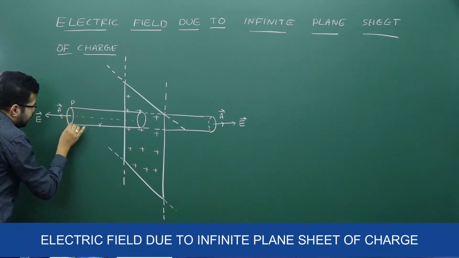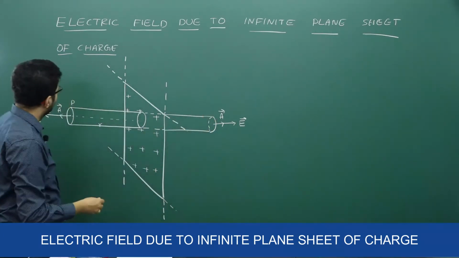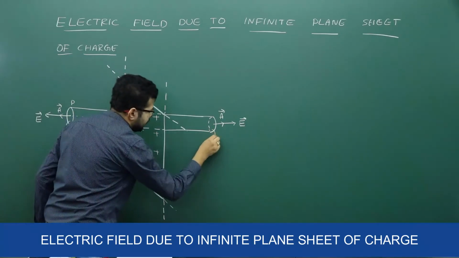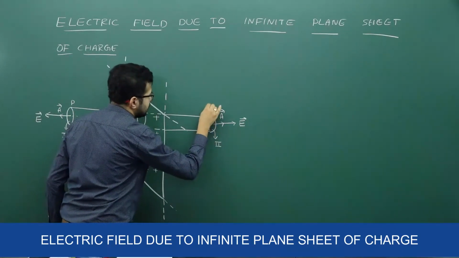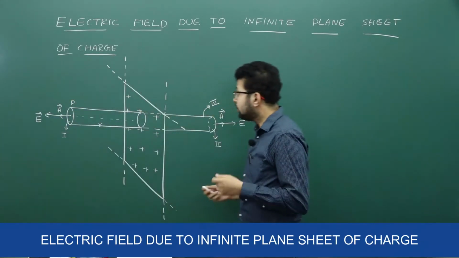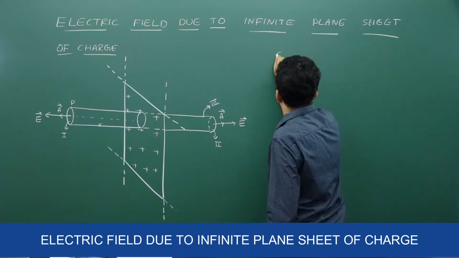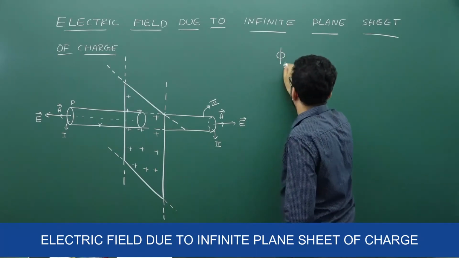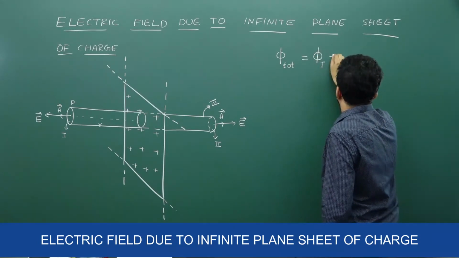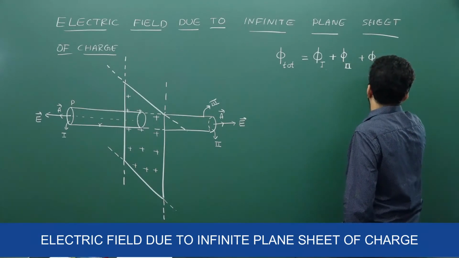So, the magnitude of the area of the end faces of the cylinder, let it be A, that is why I have taken vector A. Now, let me call this region as region 1, this region as region 2, and this region as region 3. Now, I have to calculate the total flux. What is the total flux through this Gaussian surface? Total flux, flux is represented by phi, is equal to the flux through region 1 plus the flux through region 2 plus the flux through region 3.